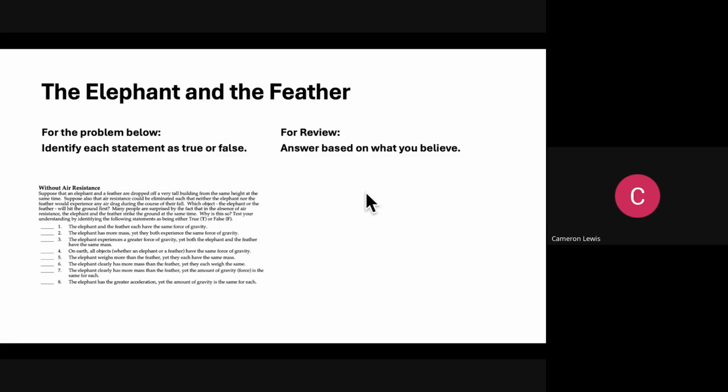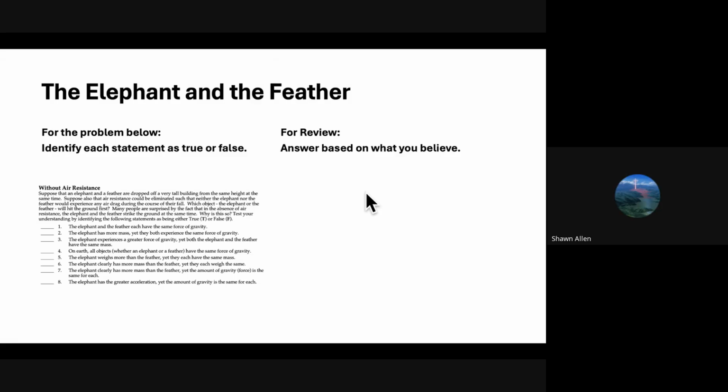So we want to go through and do true or false for each one of the statements. So let's think about it, right? We're talking about no air resistance, right? If there's no air resistance, the elephant and the feather will each have the same force due to gravity. Is that true or false?